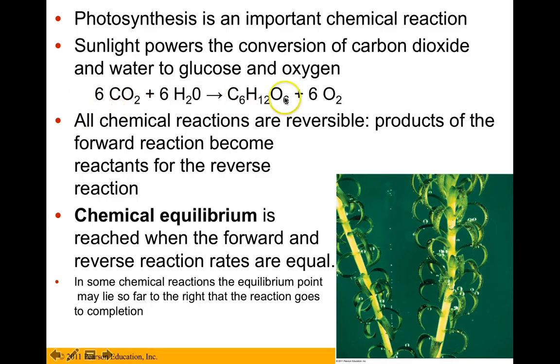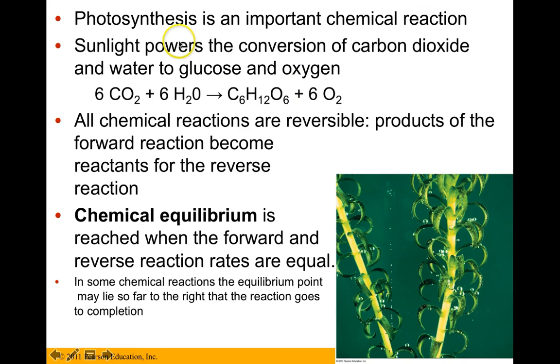This is the chemical reaction that you have to remember for your further chapters. 6 carbon dioxide molecules, 6CO2, plus 6 water molecules, 6H2O, together will undergo a chemical reaction in order to form one glucose molecule, represented by the molecular formula C6H12O6, plus 6O2. In this process, oxygen molecules are released.